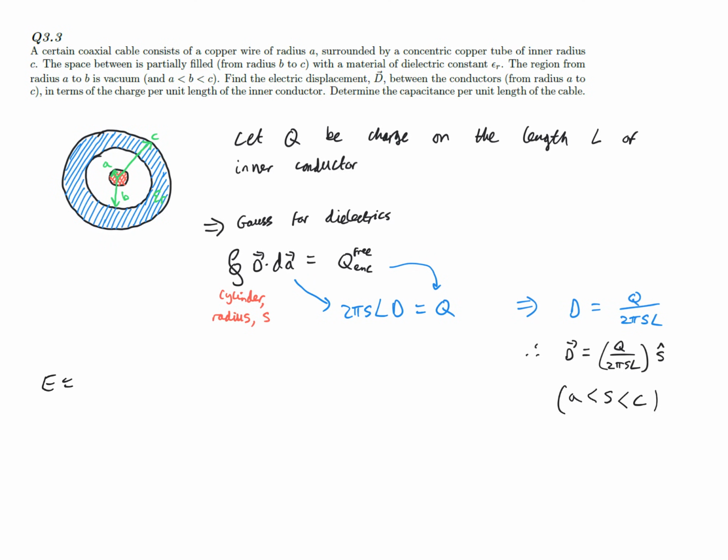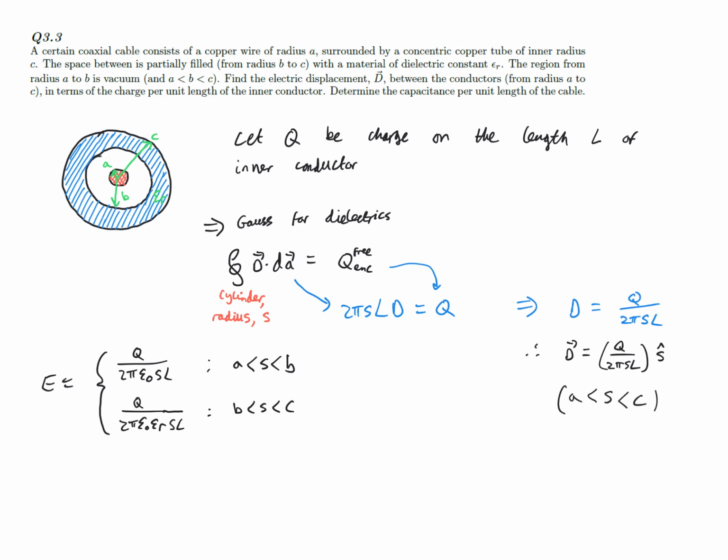So the electric field has to be computed piecewise for these two different situations. One is where it's Q over 2 pi epsilon naught S times L. That's in the vacuum region where the radius is between A and B. Or we have Q over 2 pi epsilon naught times epsilon r SL, and that's the result that's valid within the dielectric, a radius between B and C. So we have two different results for the electric field depending on what the dielectric constant is.